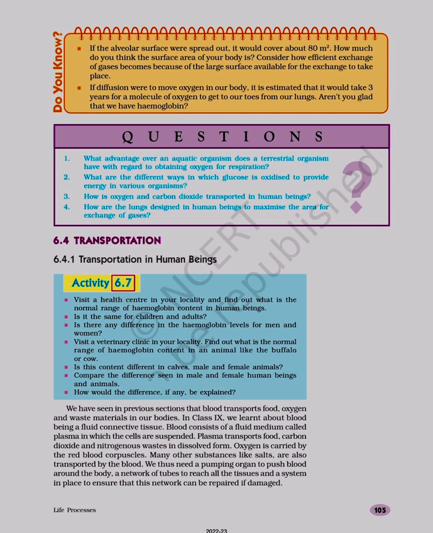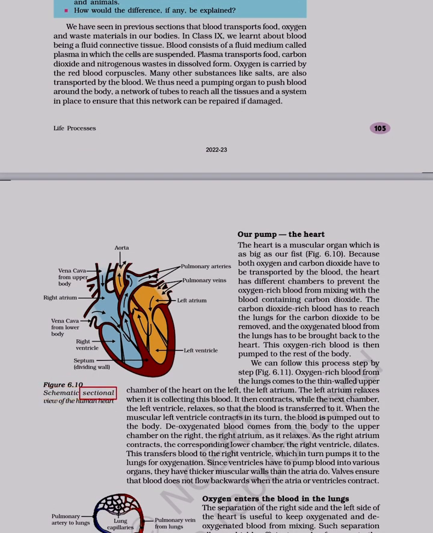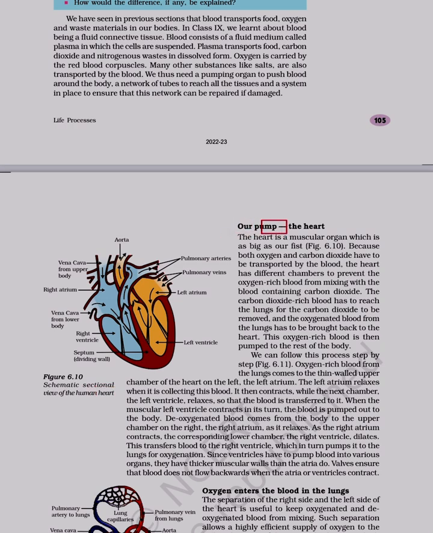Activity 6.7. Figure 6.10 Schematic sectional view of the human heart. Our pump, the heart. The heart is a muscular organ which is as big as our fist. Because both oxygen and carbon dioxide have to be transported by the blood, the heart has different chambers to prevent the oxygen-rich blood from mixing with the blood containing carbon dioxide.